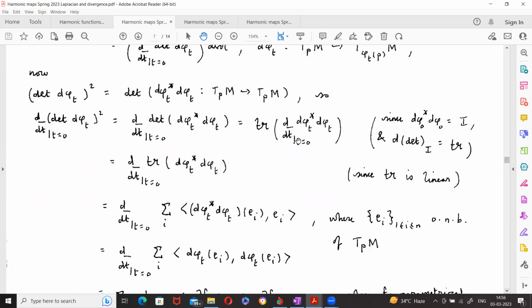Okay, so it's a trace of this derivative and trace is linear. So I can write this as d/dt at t equal to 0 of the trace of dφ_t star dφ_t, right? Because trace is linear, so I can take it inside the derivative.